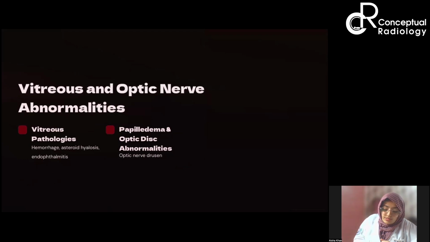And then comes papilledema and optic disc abnormalities such as optic nerve drusen. And apart from that, in cases of increased intraocular pressure also, you can measure the optic nerve diameter near the optic head region. And we might also be able to comment on some kind of posterior scleral indentation, though MRI or CT remains a better modality when it comes to commenting on these things.